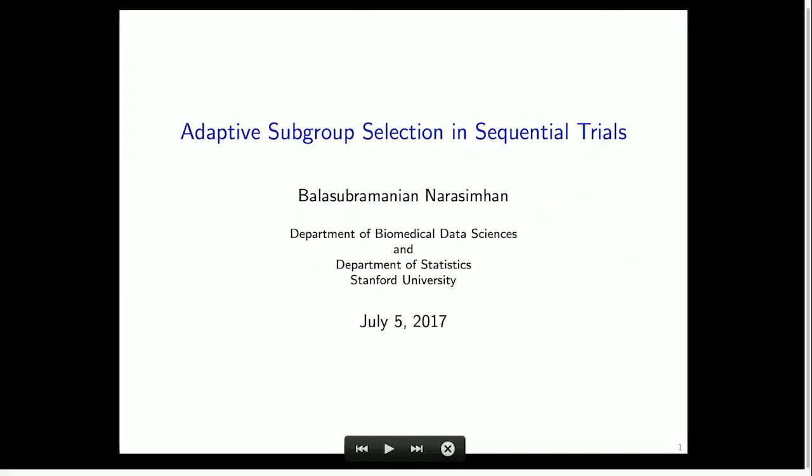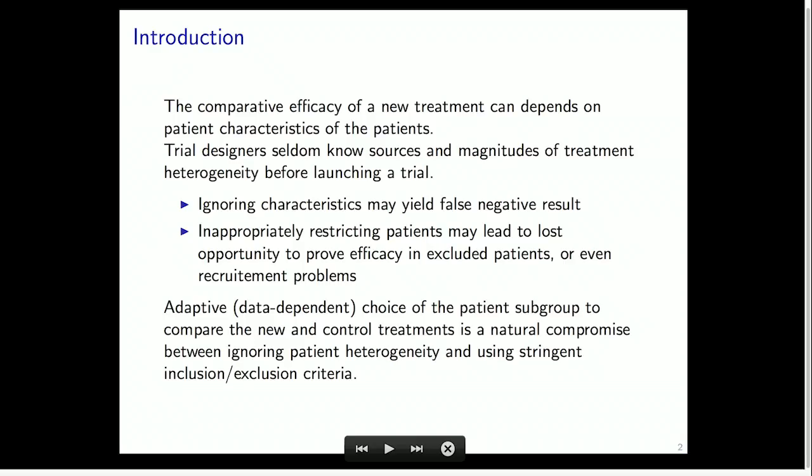But today I'm going to talk about adaptive subgroup selection in sequential trials. This is a very interesting piece of work for me because it really shows the power of R, and I think it's perfect that I can present it at the useR conference. So what's the idea here?